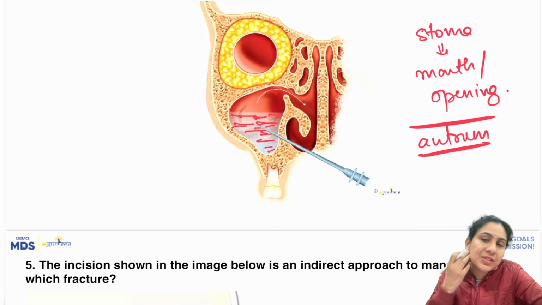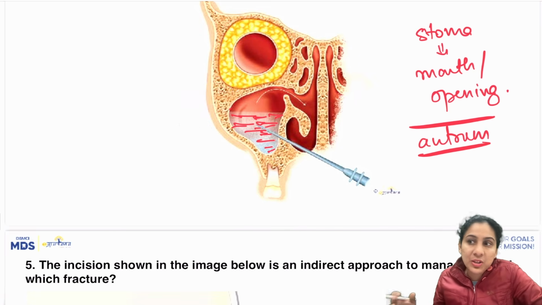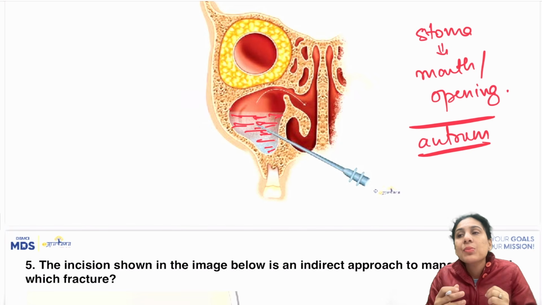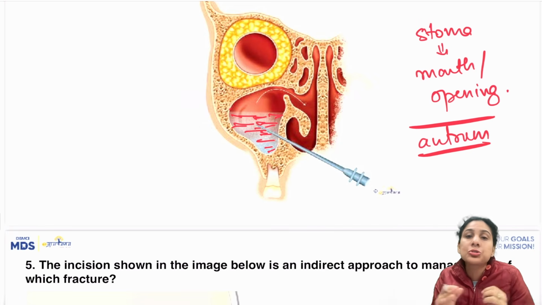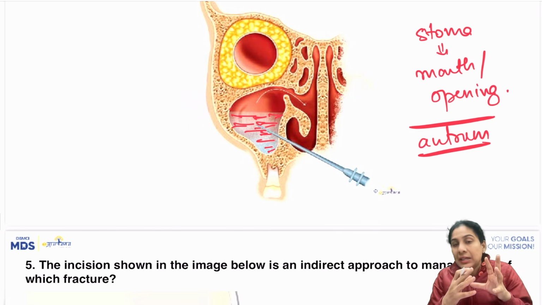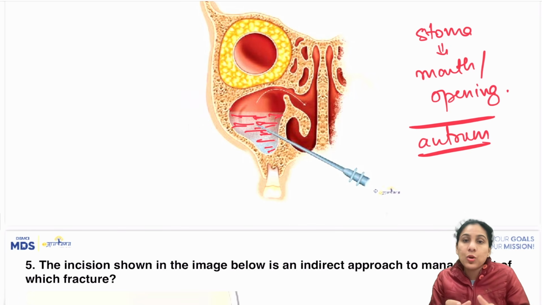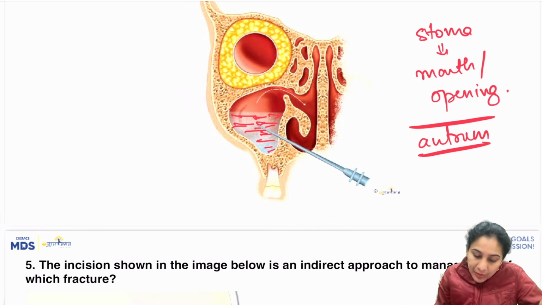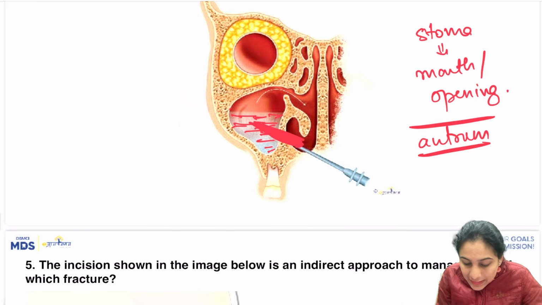If I've done a TMJ ankylosis, I will put a drain so that whatever post-operative fluid or bleeding is happening will drain slowly and stop. Similarly, if I've done a surgery in the maxilla, I want the sinus to be clear after surgery. For that, I will do an antrostomy. I will put an intentional fracture in the inferior meatus.